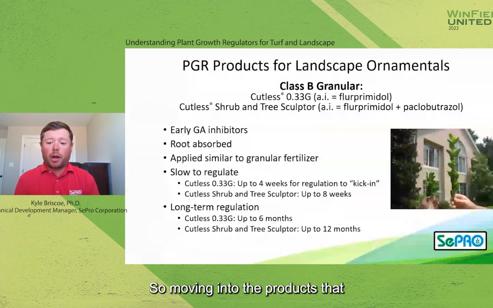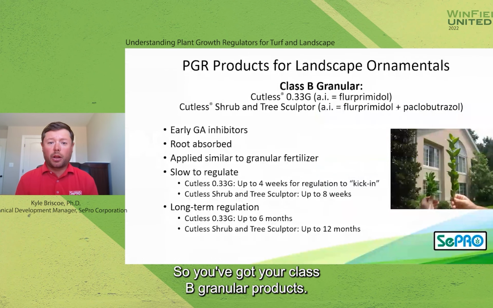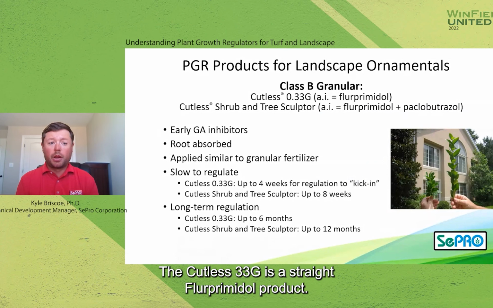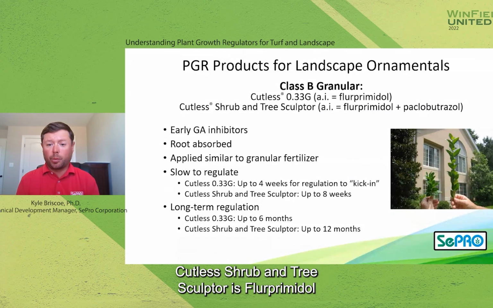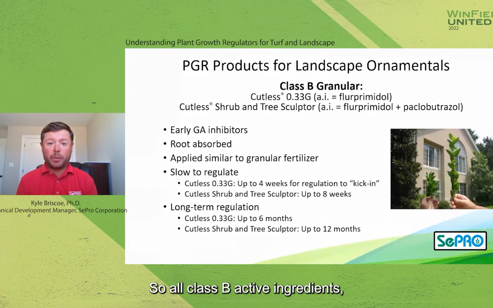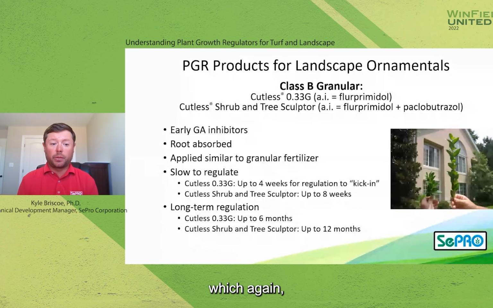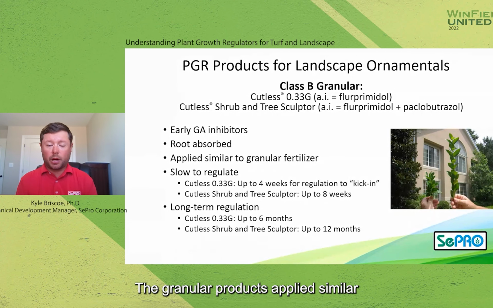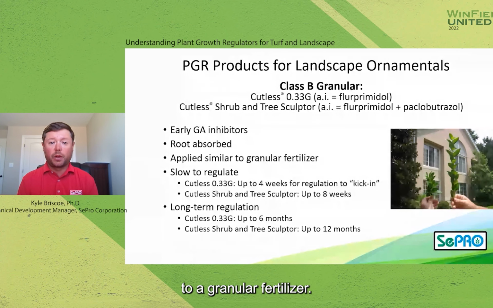So moving into the products that are available for landscape ornamentals. You've got your Class B granular products. Cutlass 33G is a straight flurprimidol product. Cutlass Shrub and Tree Sculptor is flurprimidol plus paclobutrazol. So all Class B active ingredients, which again, early GA inhibitors, they're root absorbed. The granular products are applied similar to a granular fertilizer.